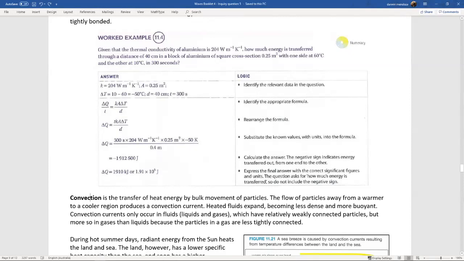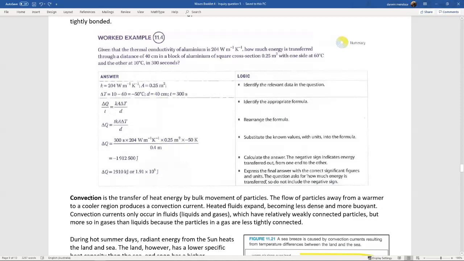They've given it to you, so it's pretty cool. With one side at 60 degrees and the other side at 10 degrees, if you apply the heat for 300 seconds, they just want you to calculate the energy completely. So let's have a look at our unknowns.